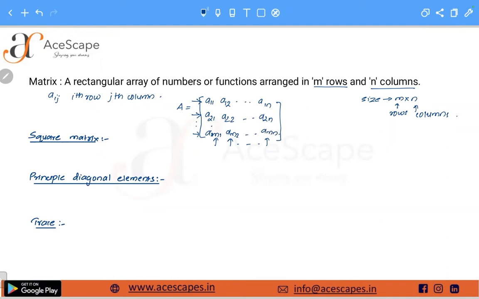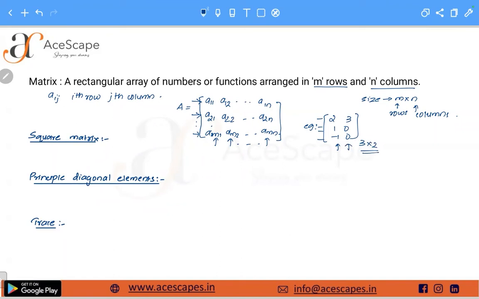If I am writing another example of a matrix, suppose 2, 3, 1, 0, -1, 0, how many rows are there? There are 3 rows: 1, 2, and 3. How many columns are there? 1 and 2. So this is a matrix of size 3 by 2.